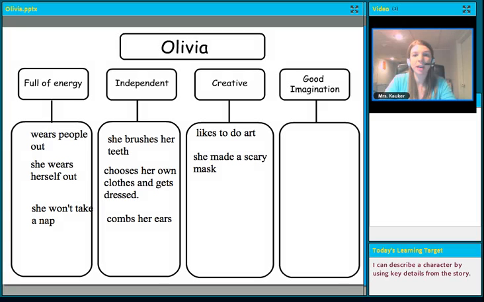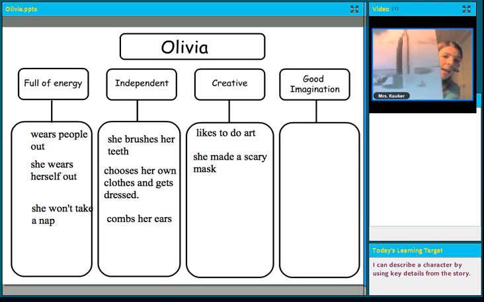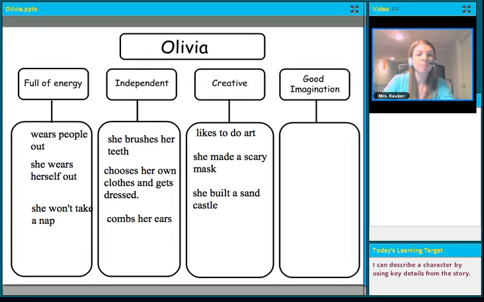How else was Olivia creative? She did build the castle by herself. Ooh, I remember that part. Do you guys remember that? That is true. She built that big sandcastle. Let me turn to that page. Remember her mom taught her how to make a sandcastle, and look at what she made. I'd say that's pretty creative. So she built a sandcastle. Let's add that to our paper. Let's do it together. Ready? She built a sandcastle.